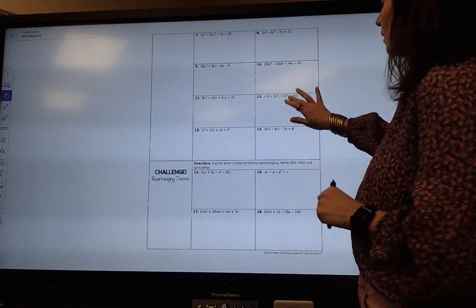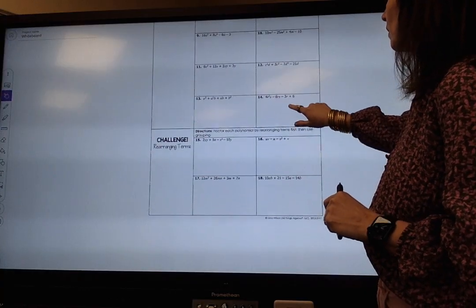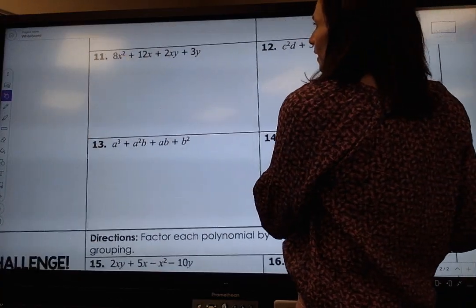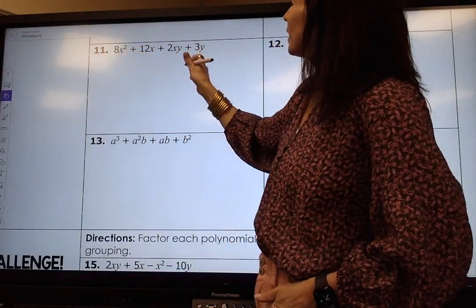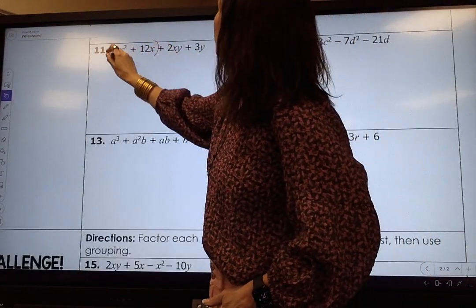All right, let's take a look at 11 and 13 and then do some more. All right, is it from least to greatest? It is. It's in descending order.